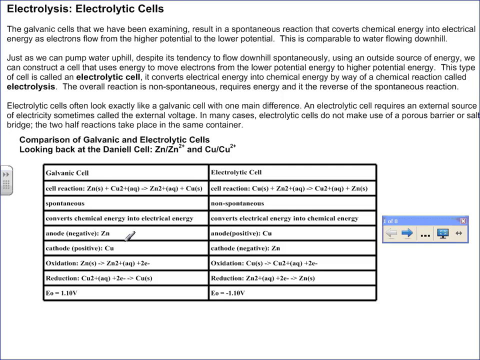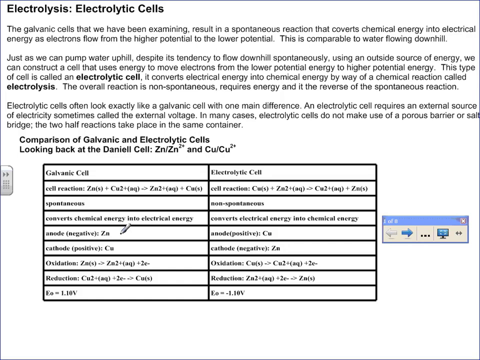The anode and the cathode are the opposite. In the galvanic cell here, the anode is zinc, and the anode is where the electrons are being generated, so it has a negative charge, and they're being consumed at the cathode, so it has a positive charge. The opposite is true in an electrolytic cell. The anode is positive, because the electrons are being drawn away from there, and they're being pushed towards the cathode, which is causing it to be negative.